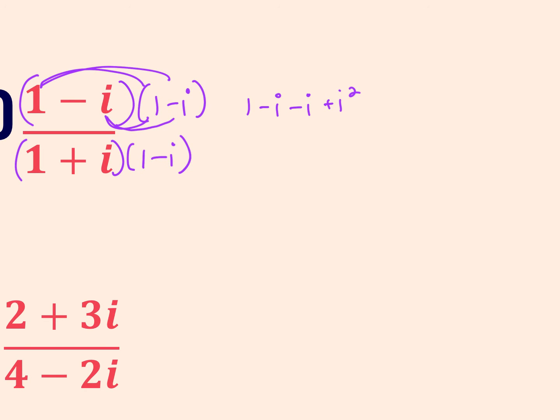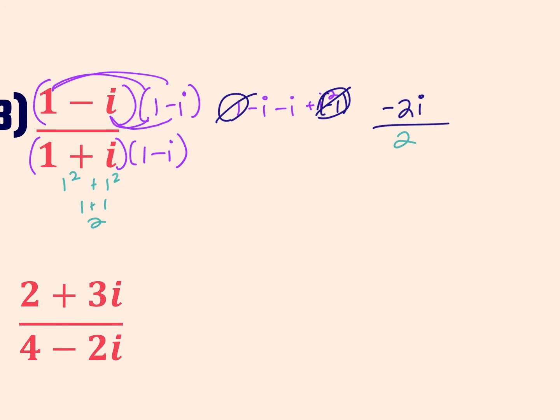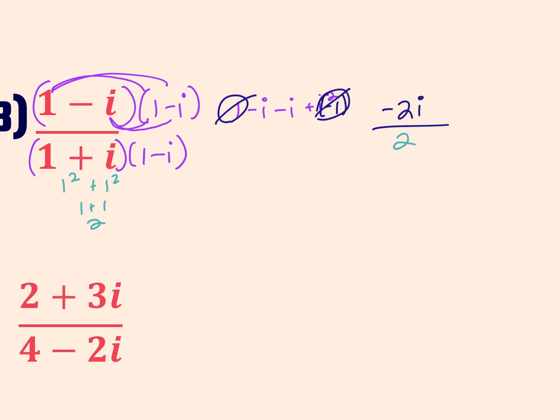That positive i squared becomes negative 1. I'd get 1 minus 1, so those cancel out. And I have negative i minus i, which is negative 2i. That's my numerator. Denominator, shortcut, 1 squared plus 1 squared, 1 plus 1, which is 2. And then again, this gets simplified to just negative i.